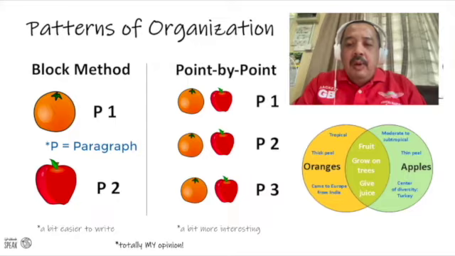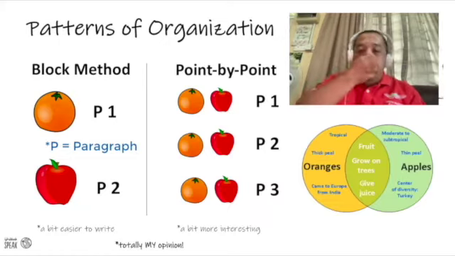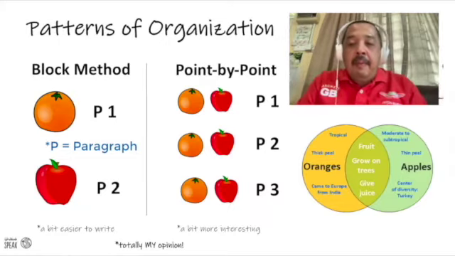Well, the point by point is what I'm going to talk about to you today. It is a bit different from the block method. The point by point method talks about both things you are comparing in each paragraph, and there are going to be more paragraphs. It won't just be two like the block method. So in paragraph 1, we are going to talk about one point in comparison, and we'll talk about the orange and the apple. And then in paragraph 2, we will focus on a different point of comparison again. We will talk about both the orange and the apple.